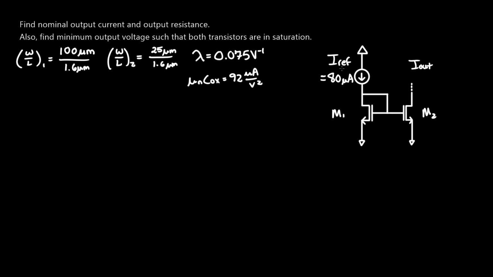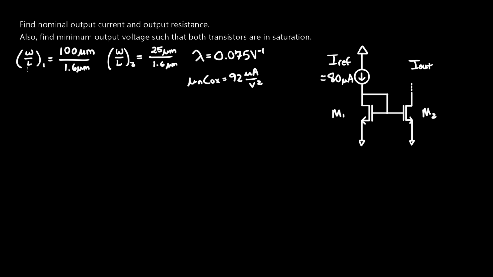Find the nominal output current and output resistance. Also find the minimum output voltage such that both the transistors M1 and M2 are in saturation. So we're given a reference current of 80 microamps feeding into M1, which is also mirrored onto M2 to yield I out on the right side.